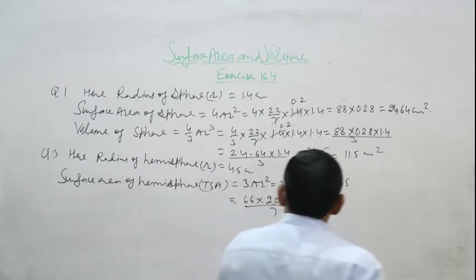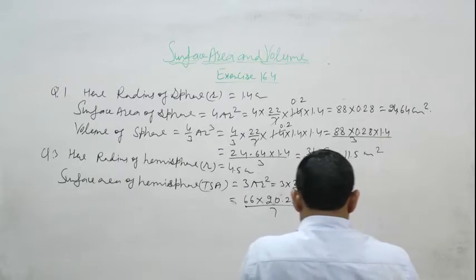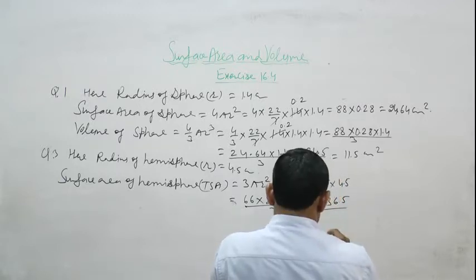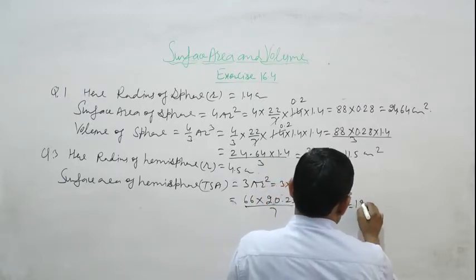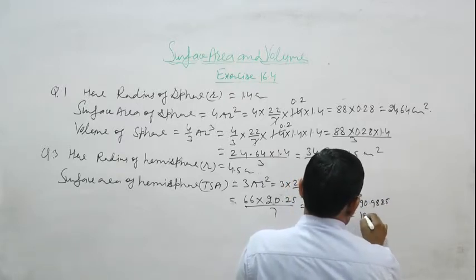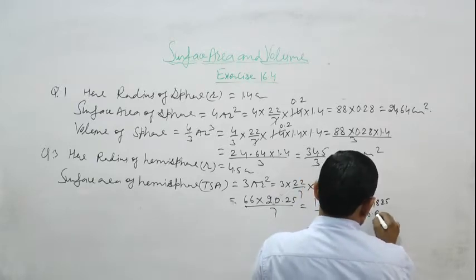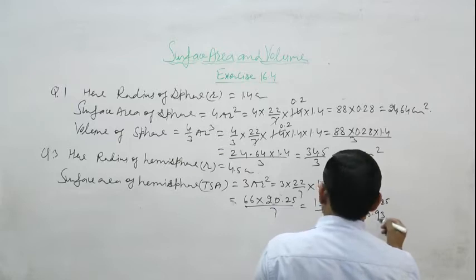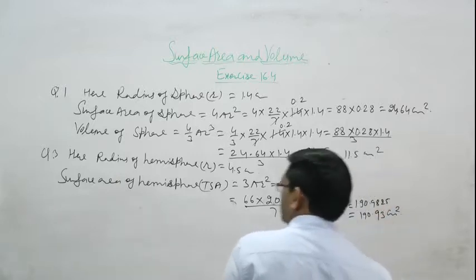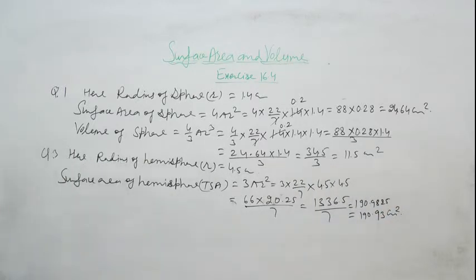66 multiplied by 20.25, we get 1336.5, divided by 7, which is equal to 190.9285, that is 190.93. This is the total surface area of the hemisphere, 190.93 centimeter square. Then similarly in this question we want to find the volume also.